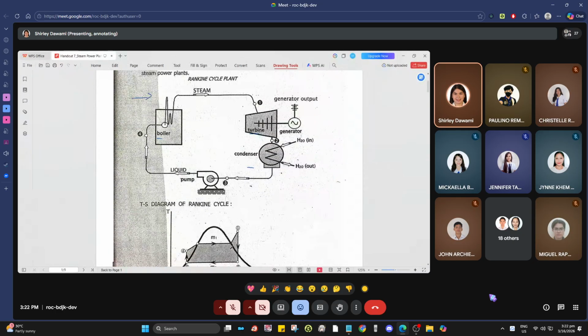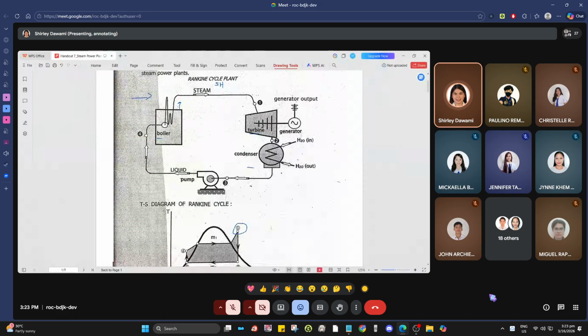If you look at the schematic, from the boiler, which is responsible for heating water to generate steam, the steam coming out is a superheated steam. So it's high pressure, high temperature steam. We can see in the TS diagram at this point 1, which is in the superheated region. Then it enters the turbine.